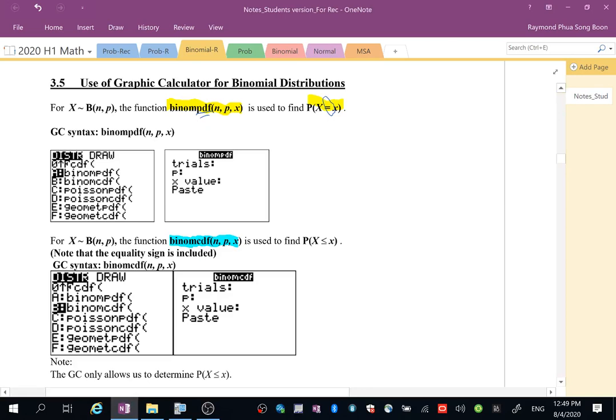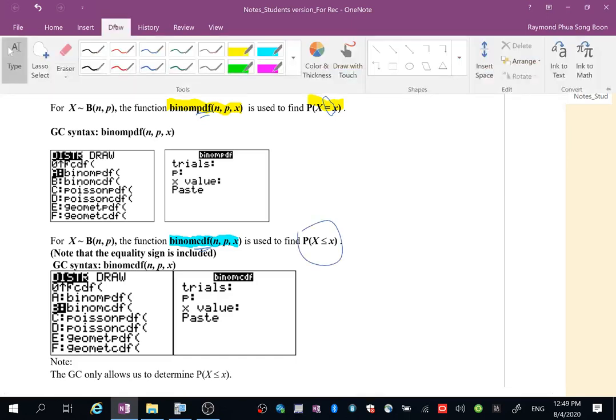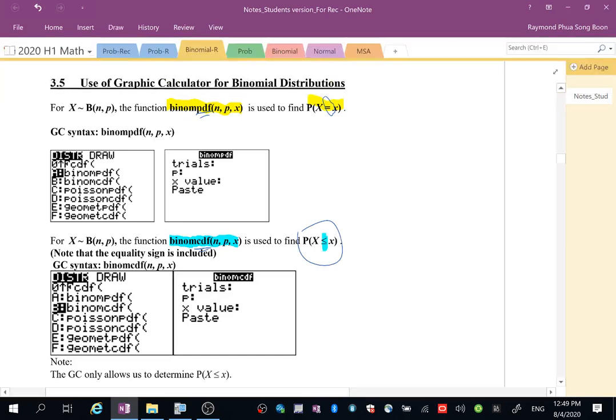How about binom CDF? Binom CDF, on the other hand, is used to calculate the probability that random variable X is less than or equal to a certain value. So take note of the difference in the equality or inequality sign between binom PDF and binom CDF. In binom PDF, it is an equal sign, and in binom CDF, the inequality is less than or equal to. Take note, in binom CDF, it is less than or equal, not just less than.